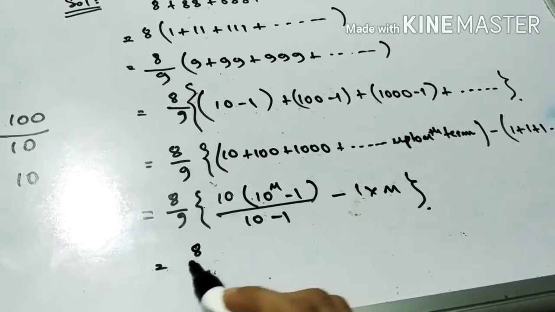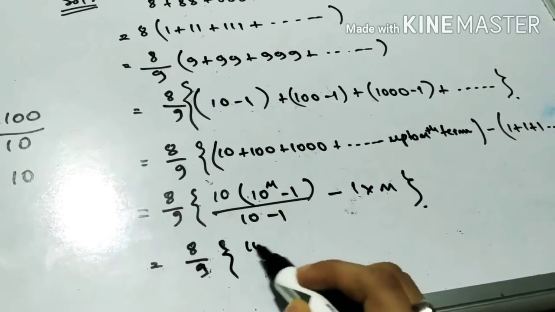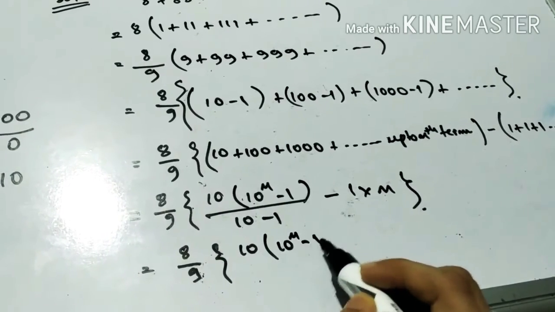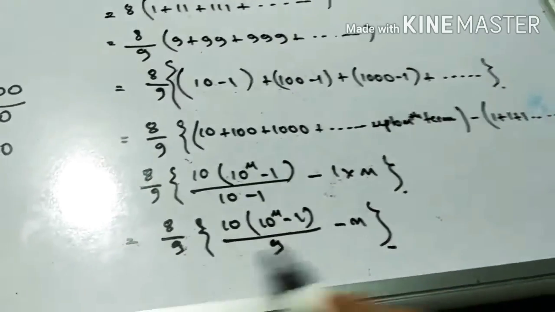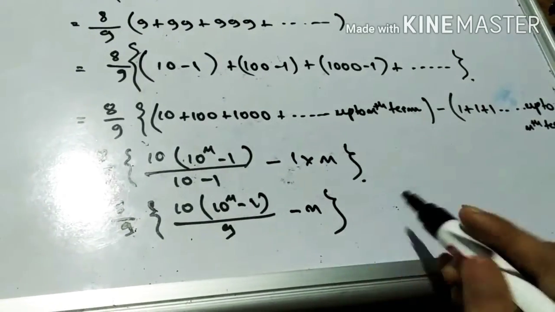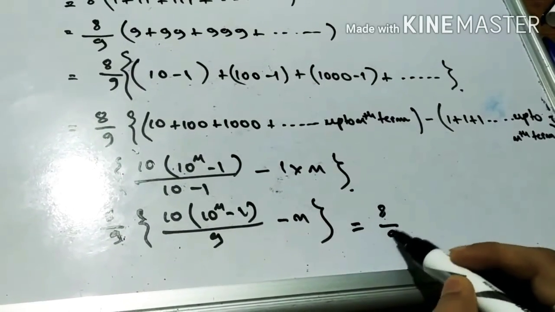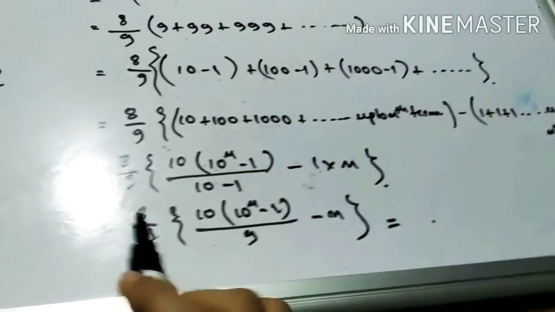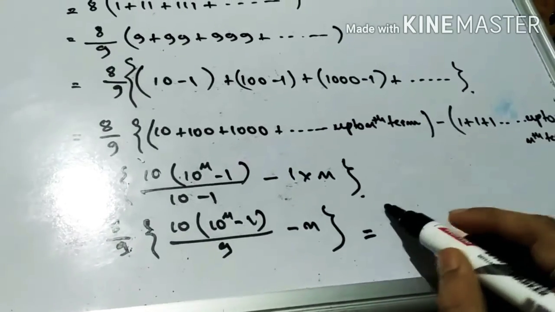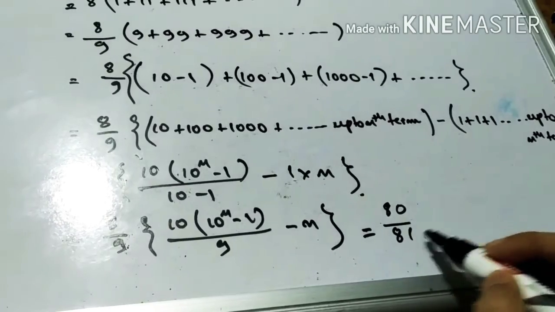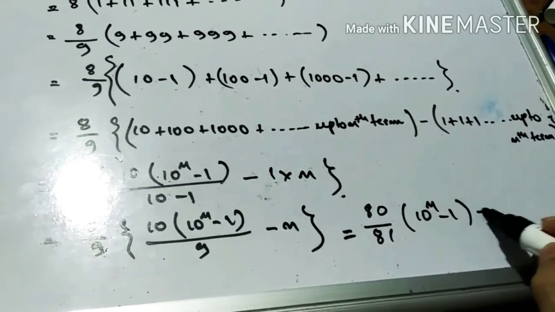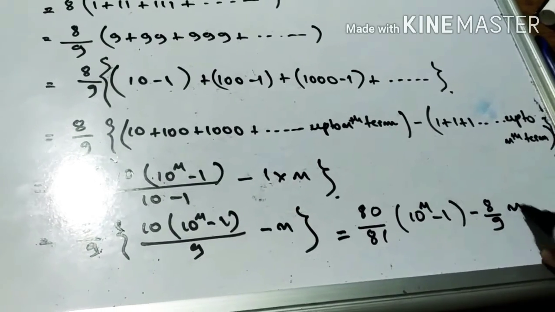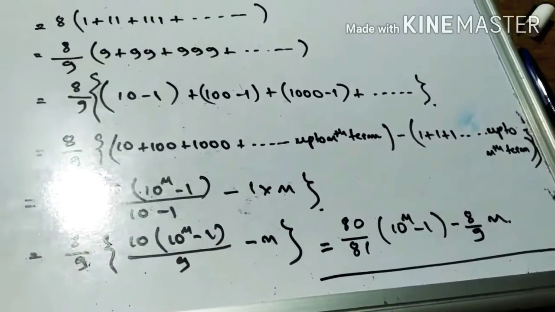So ultimately I will get 8 by 9 times 10 into 10 to the power n minus 1 by 9 minus n. So ultimately, if I multiply 8 by 9 with this one, I will get 80 by 81 times 10 to the power n minus 1, minus 8 by 9 into n. This is our answer.